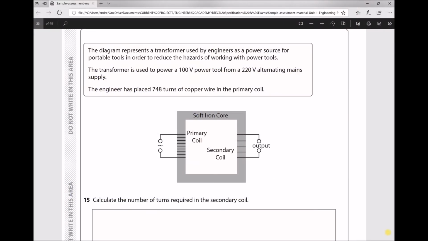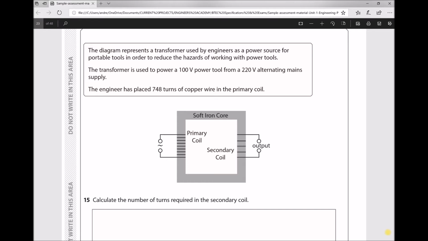Question 15 states the following. The diagram represents a transformer used by engineers as a power source for portable tools in order to reduce the hazards of working with power tools. The transformer is used to power a 100 volt power tool from a 220 volt alternating mains supply. The engineer has placed 748 turns of copper wire in the primary coil.